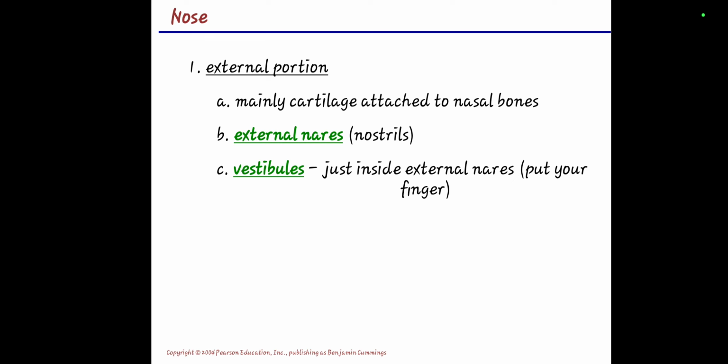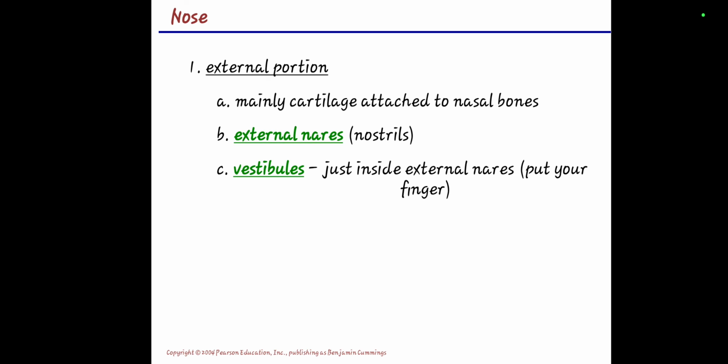So now let's proceed to the parts of the nose. We have the external portion. In the external portion of the nose, we have three. Number one, mainly cartilage attached to nasal bones. Number two, external nares or nostrils. Number three is the vestibules, just inside the external nares, where you can put your finger in.